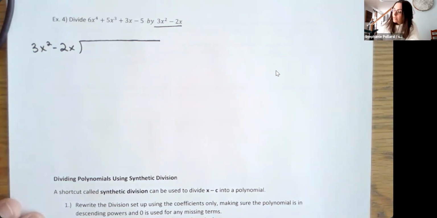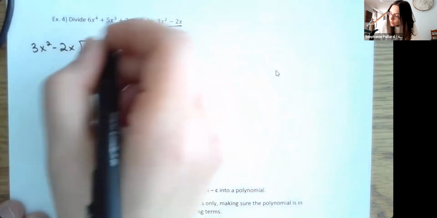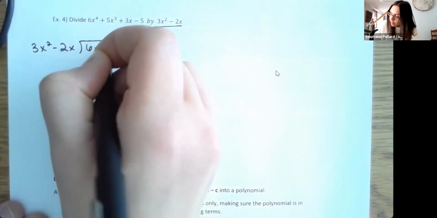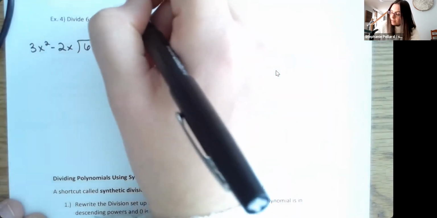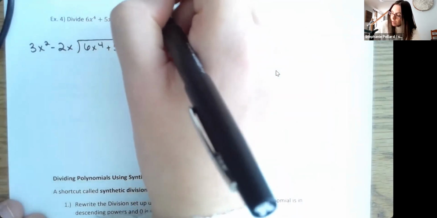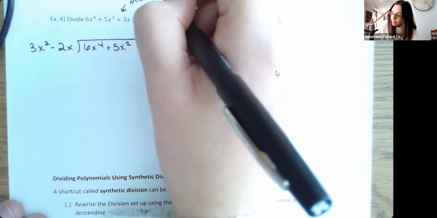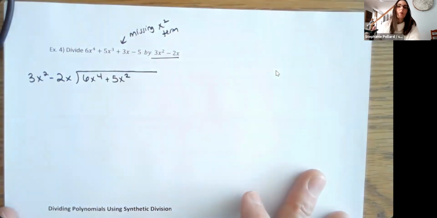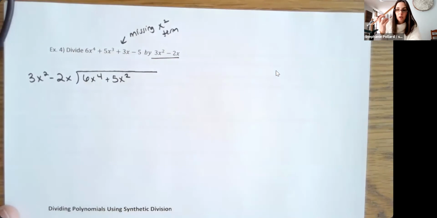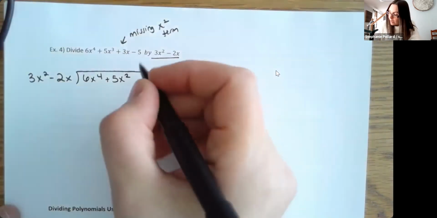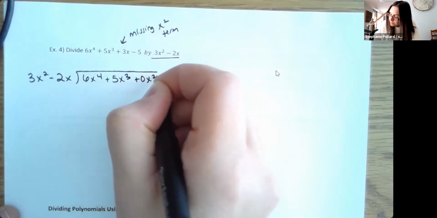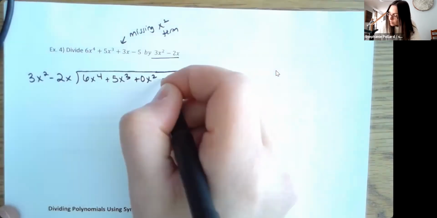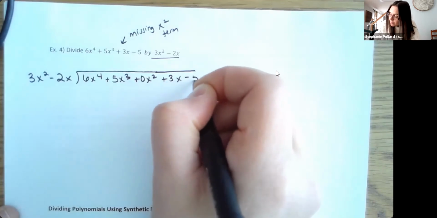And then on the inside, let's see, we're in order. So I have 6x to the 4th, 5x squared. Now notice that you are missing this time the x squared term. So if you're missing a term in your polynomial, I do recommend you putting in that term with a 0 in front. Oh, sorry, this is x cubed, I apologize. And then this would be 0x squared. Then I have plus 3x and minus 5.